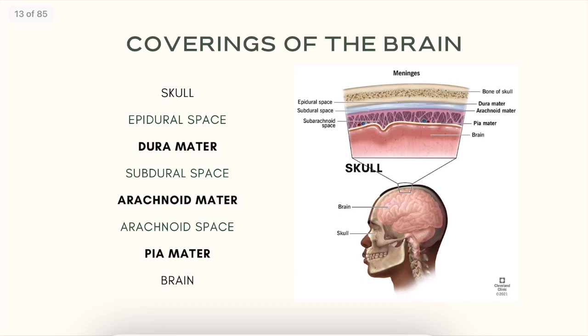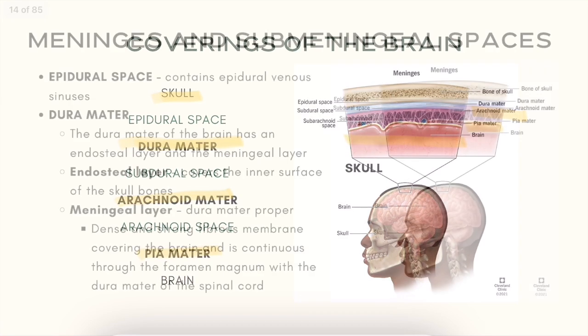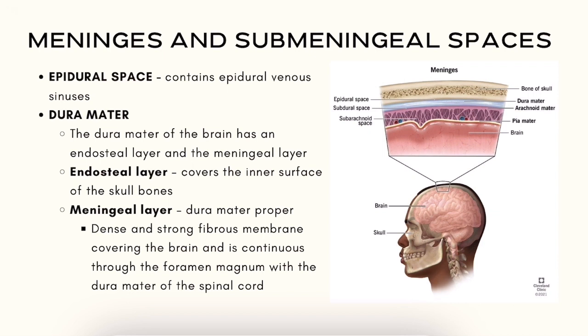Let's now move forward to the coverings of the brain. So this is essentially how the brain layers look. We have the skull first, and then an epidural space after that. Finally, we have the dura mater. After that, we have a subdural space, and then we have the arachnoid mater. After the arachnoid mater, we have the subarachnoid space, and then we have the pia mater, and after that would be your brain. Let's start with our epidural space.